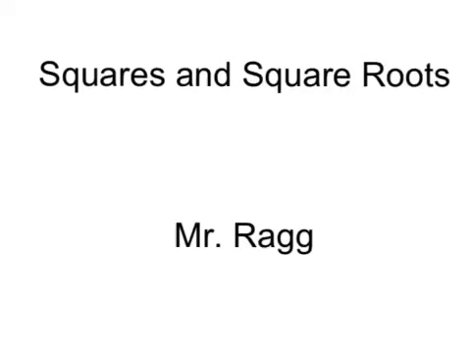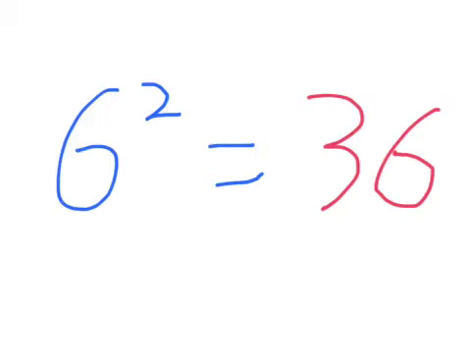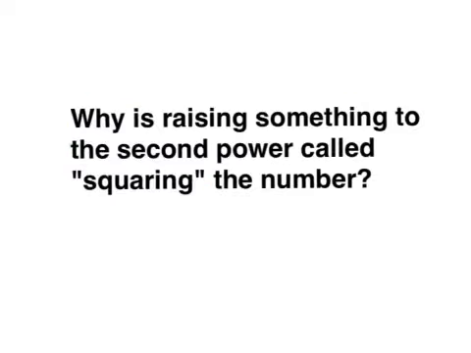Okay, you little mathematicians, time to learn about squares and square roots. So, we know that when we take a number to the second power, we can call that squaring the number. So we would say 6 squared equals 36. But why is raising something to the second power called squaring it? That's what we're here to figure out today.